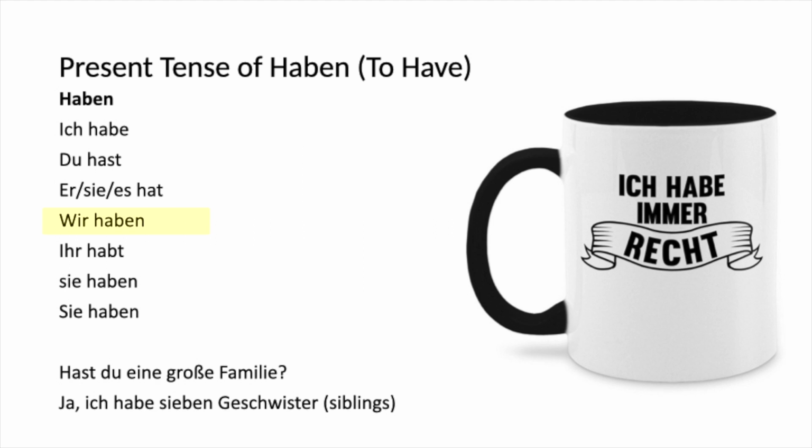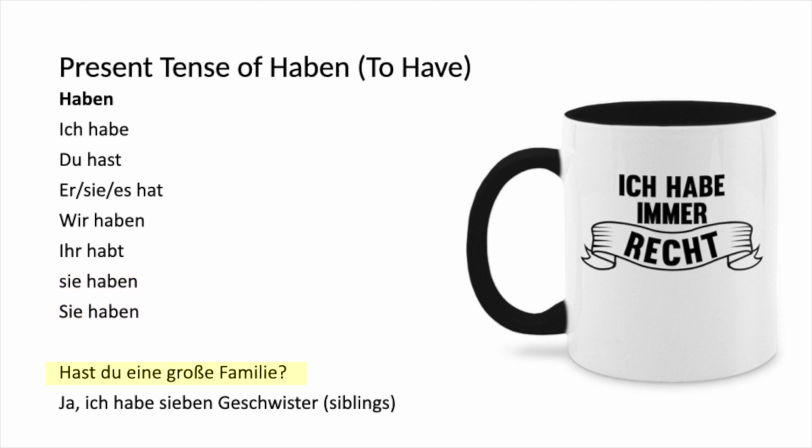Once again, the we form looks a lot like the infinitive. Ihr habt is you all have. And sie haben and Sie haben are both they have and you formal have, respectively. We can tell the difference because one is lowercase s, the other is capital S. But now that we have the ability to talk about having, I can ask you the following question.